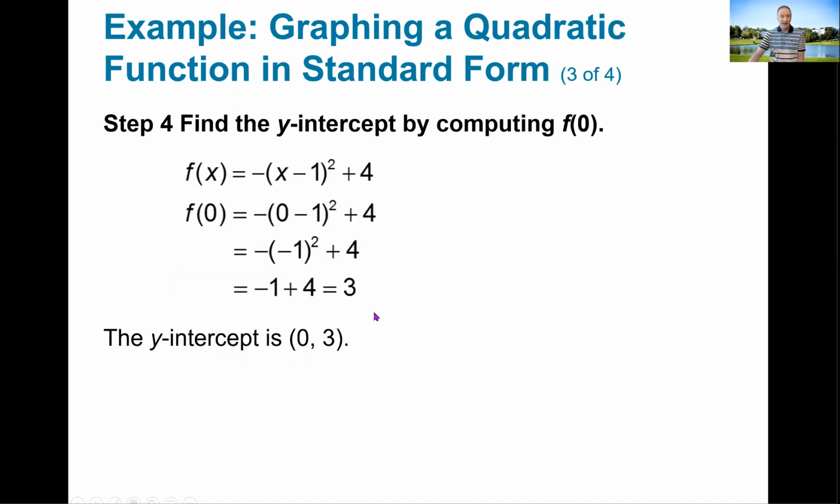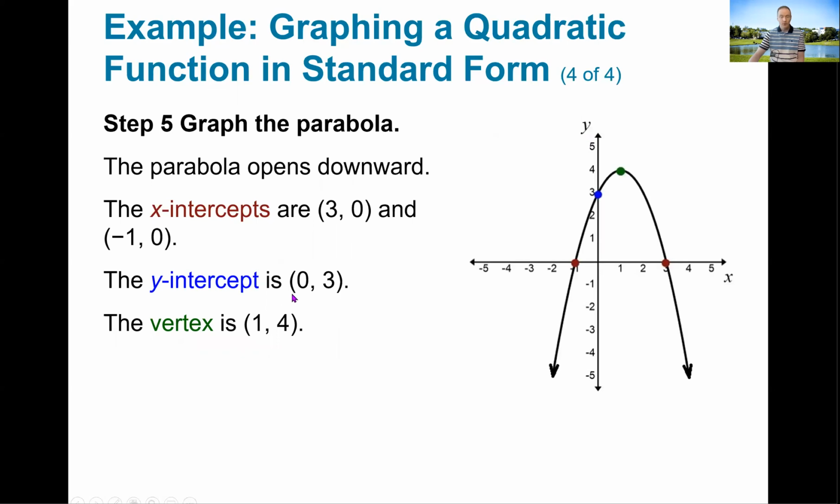Now, I need to take these points that I just found, the y-intercept at 0, 3, the x-intercepts at negative 1, 0, and 3, 0, and my vertex, which I found to be at 1, 4. I take those points, draw out a smooth curve. I don't ever need you to plot any other points other than those. You're certainly welcome to if you wanted to.